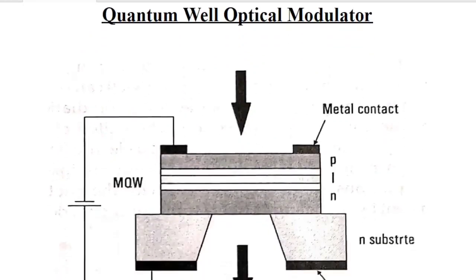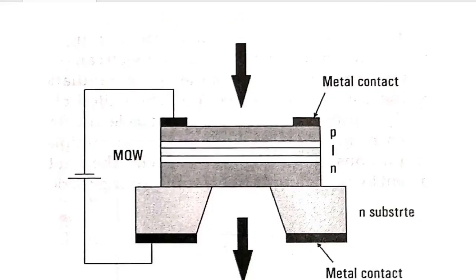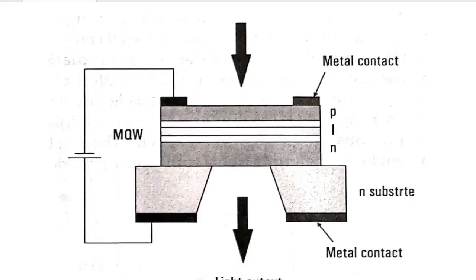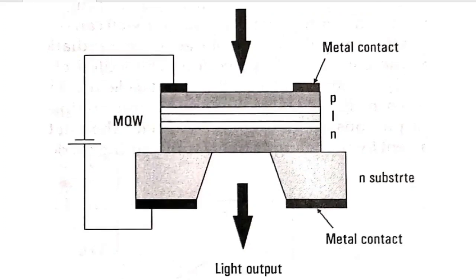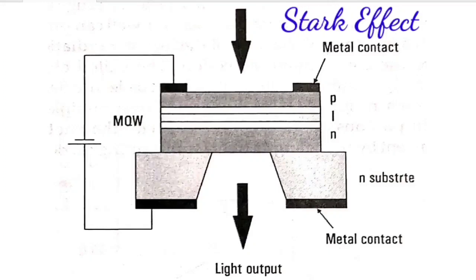Next, we can study the basic working principle of a quantum well optical modulator. So the modulator based on the electro-optic feature of quantum well is shown in this figure. If you apply an electric field to a semiconductor, consider a bulk semiconductor, there will be shifting of energy levels. So it will change the basic properties of absorption and emission. The shift of energy level of an atom through the application of electric field is called the Stark effect. It was first observed in hydrogen atoms.